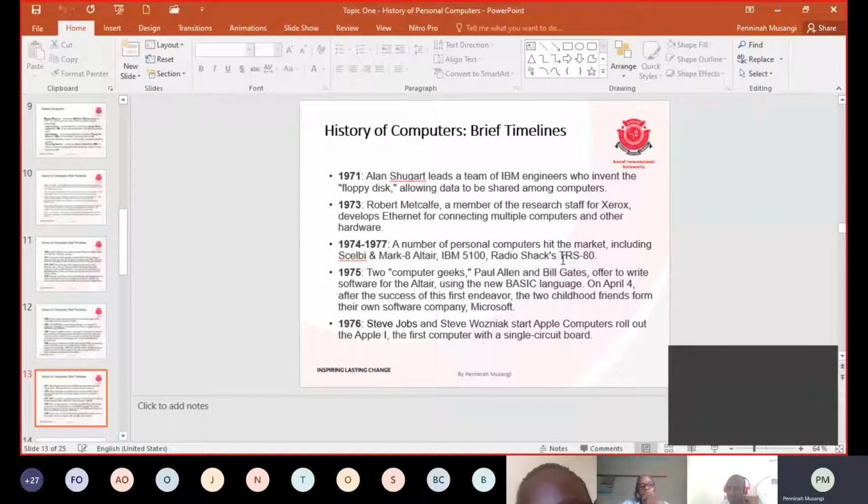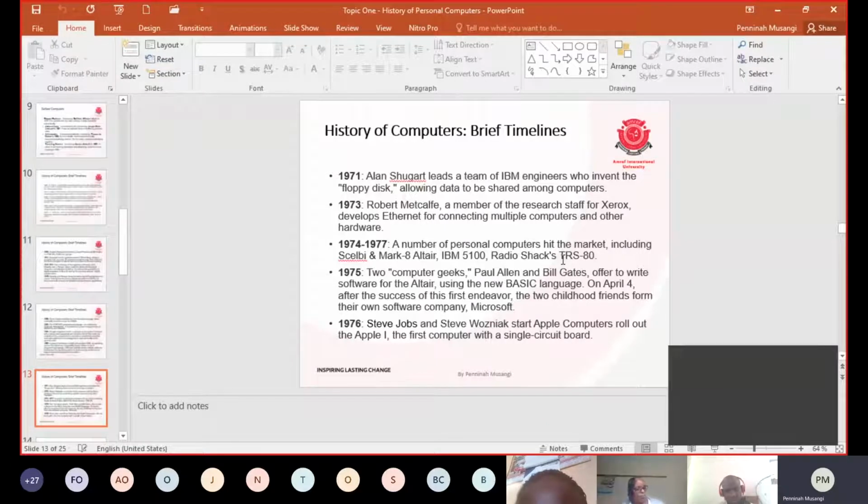In 1975, Paul Allen and Bill Gates offered to write software for a personal computer which had come into the market in 1974, the Altair. They used the new BASIC language, and they succeeded in writing software for the Altair. And later on, these two friends formed the company we know today as Microsoft.